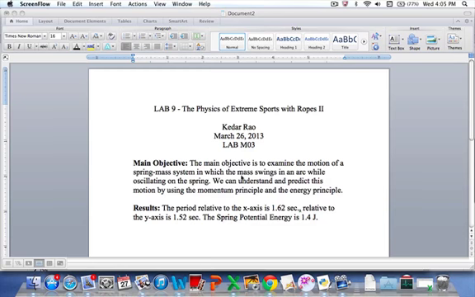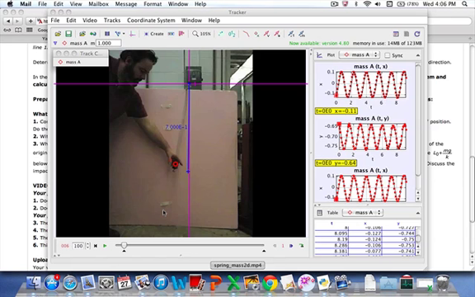The main result of this lab is that the period relative to the x-axis is 1.62 seconds and relative to the y-axis is 1.52 seconds. The spring potential energy is found to be 1.4 joules. So we use a model given to us from OSINE for our lab report.